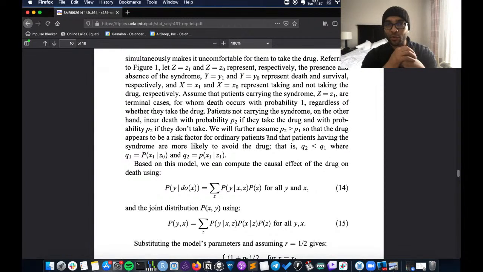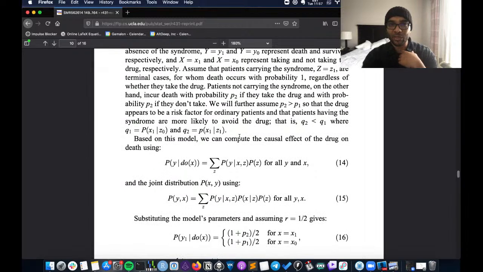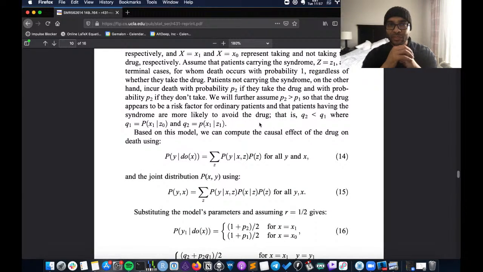Patients who don't have this special profile will engage with probability P1 if they see the feature, and probability P2 if they don't see the feature. We will further assume that the probability P2 is greater than P1. So in other words, the probability of engaging given the feature is greater than the probability of engaging if we don't see the feature. So that the drug appears to kind of be, well, I guess, a risk factor.